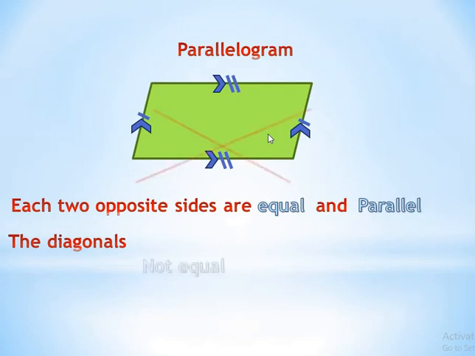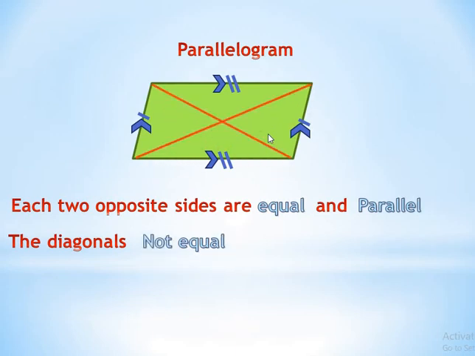Number 2, the diagonals. Do you know the meaning of diagonals? I think it's the first time to hear about the diagonals. A diagonal is a line segment joining 2 opposite vertices. This is a diagonal and this is a diagonal. In the parallelogram, the diagonals are not equal. If one was 6 centimeters, the other may be 4 centimeters.